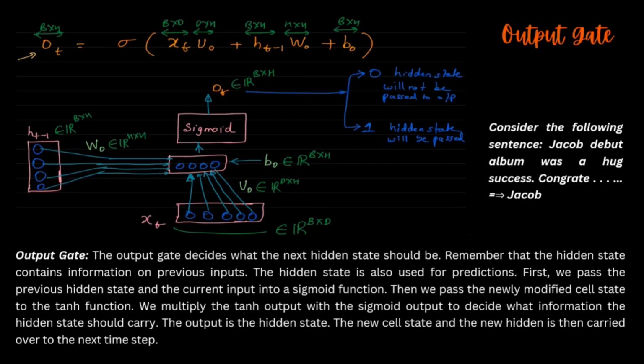First, we pass the previous hidden state and the current input into a sigmoid function. Then we pass the newly modified cell state to the tanh function. We multiply the tanh output with the sigmoid output to decide what information the hidden state should carry. The output is the hidden state, and the new cell state and the new hidden state are then carried over to the next time step.